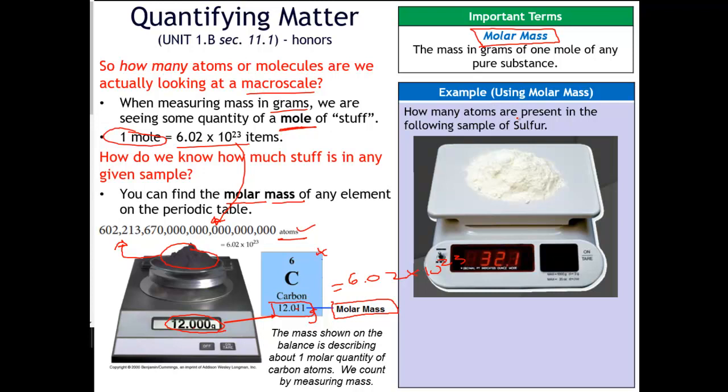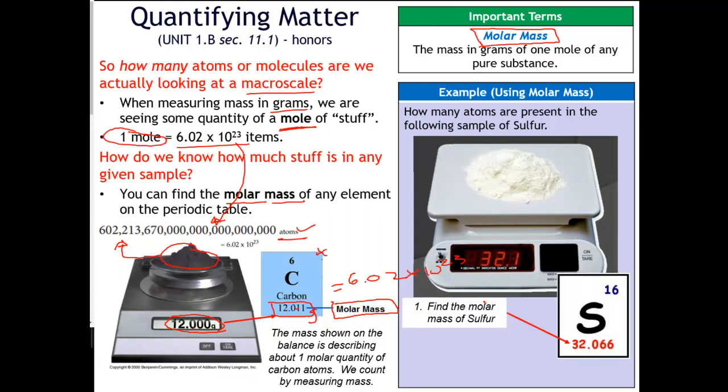So how many atoms are present in the following sample of sulfur? Here's sulfur, and here's the scale that it's on. Notice that there's no tray or filter paper or anything of that sort. You see 32 grams, right? Well, how much is there?